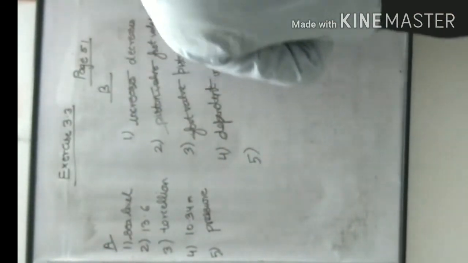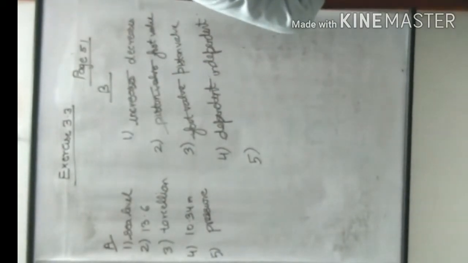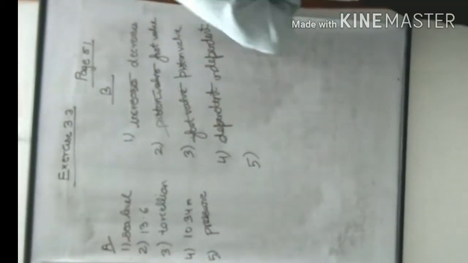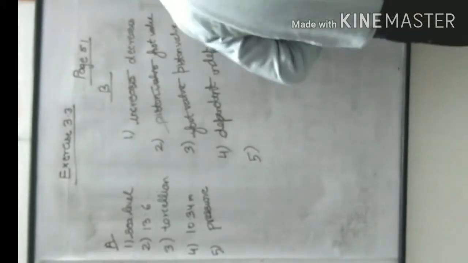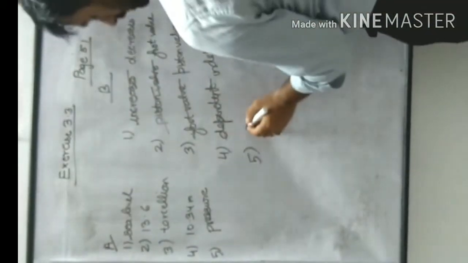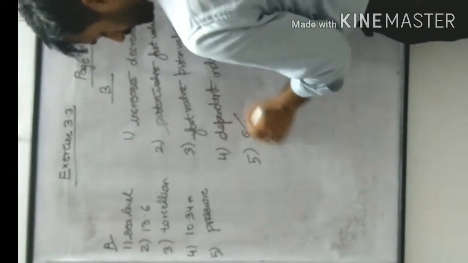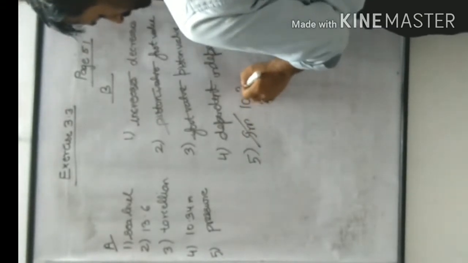The same height is recorded. Fifth one: a water barometer is possible provided the barometric tube is how much height? It's given 3 meter. How much? 9 meter. Yes, it's given 9 meter long. Cut that 9 meter, you have to write 10.34 meter long. Okay, that is the solution for this one.